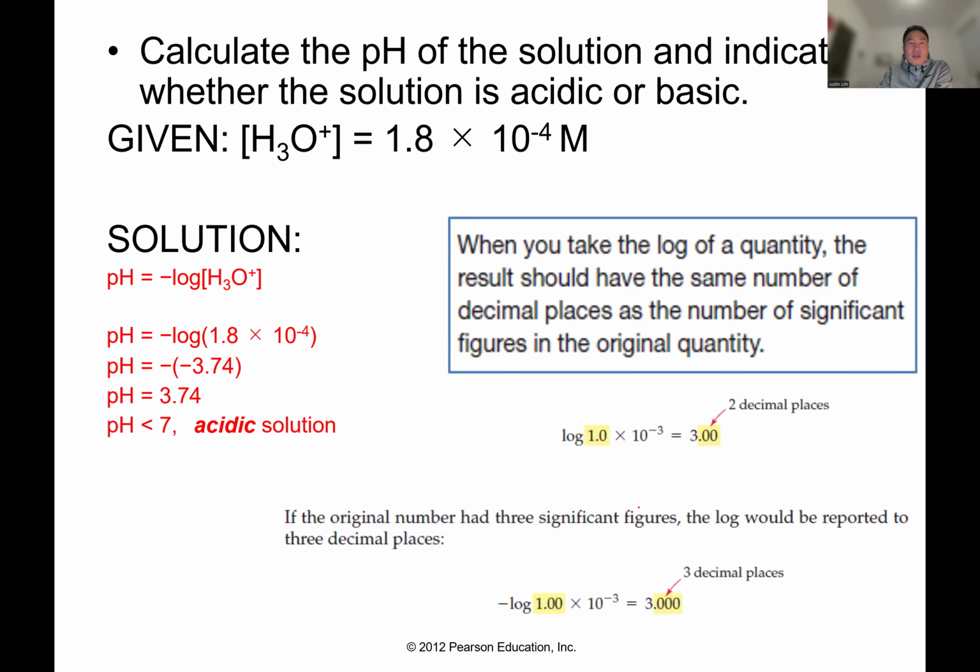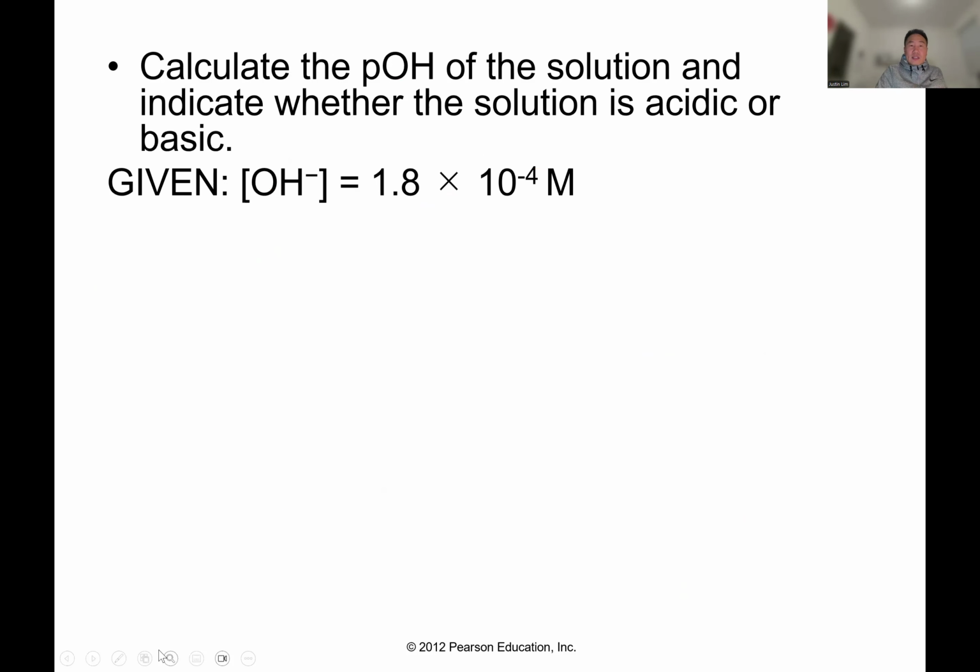So, calculate the pH of a solution and indicate whether the solution is acidic or basic. What is given? The concentration of hydronium equals 1.8 times 10 to the negative 4 molarity. So use the defined relation pH equals minus log concentration of hydronium. Insert the number and calculate. You get pH equals 3.74. So pH is less than 7. What does it mean? Acidic. Okay, acidic solution.